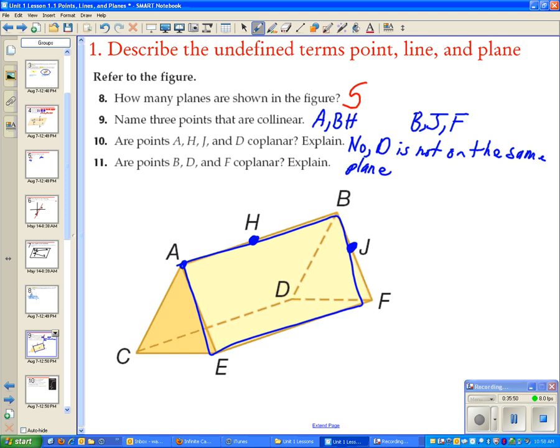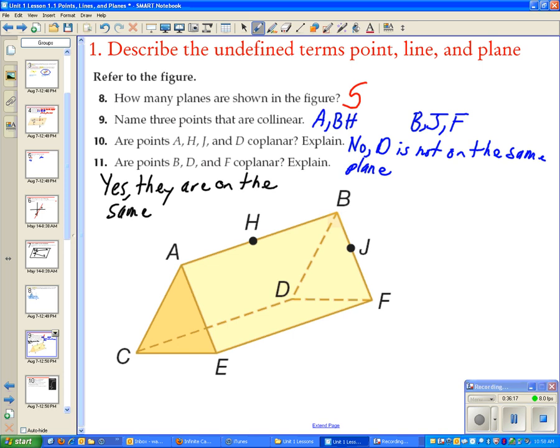All right, 11. Are points B, D, and F coplanar? They are. They're all on that little triangle in that end, aren't they? So this time the answer is yes. The explanation is they are on the same plane. You can say on or you can say in. Doesn't matter. The points on the plane, the points in the plane mean the same thing. Okay? All right, we've got one more example to do.